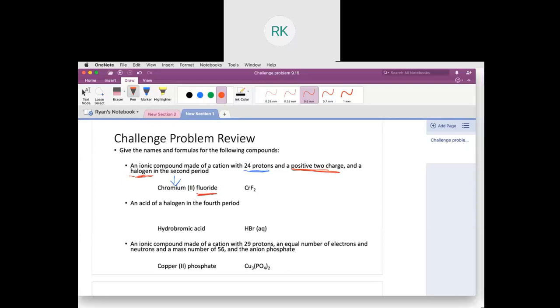So it's the halogen, we find out it's fluorine, but remember to change the ending, the suffix, to "ide." Okay, so chromium 2 fluoride.